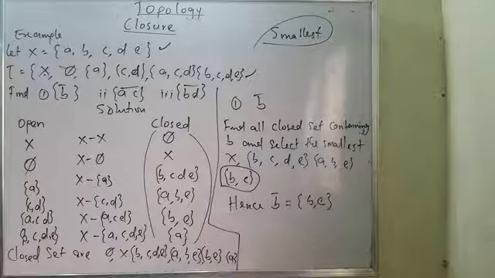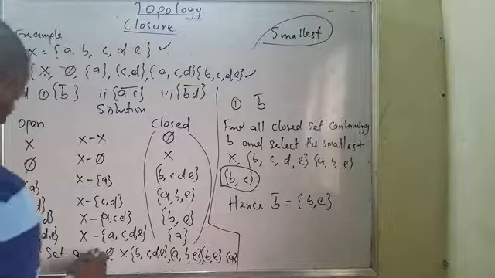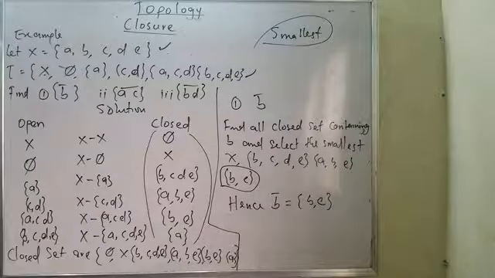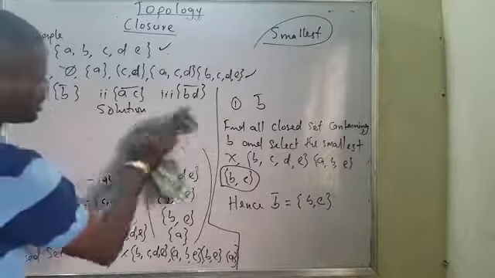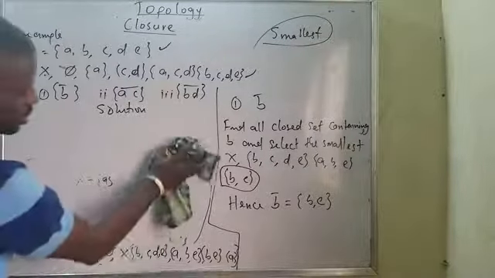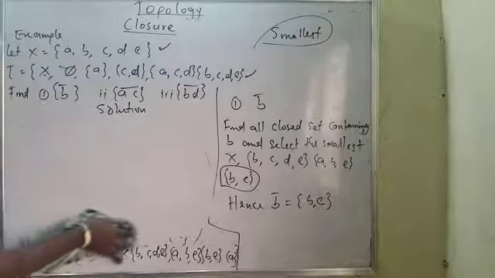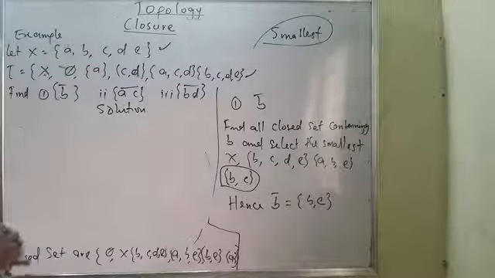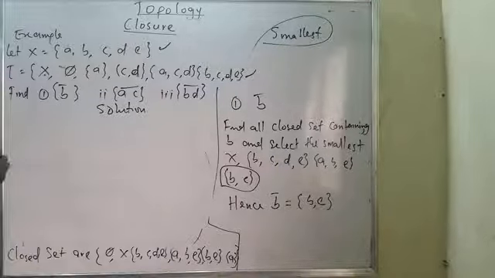Now, if I need to continue, I think I've listed my closure sets here. I'll show you how to generate the closure. The second question asks that we are looking for AB closure. I will look for all the sets that contain AB. What are the sets that contain AB?